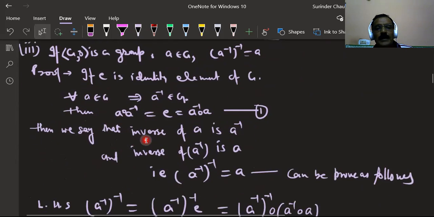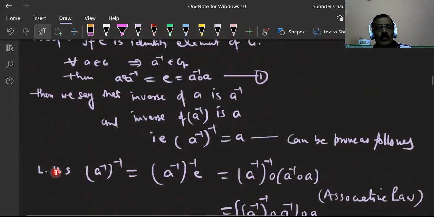Then we say that the inverse of a is a inverse, and the inverse of a inverse is a. So from this we conclude that the inverse of a inverse is equal to a. We can prove it here also. We take the left hand side, a inverse inverse, which is equal to a inverse inverse composition with E. Now substitute the value of E from equation first.